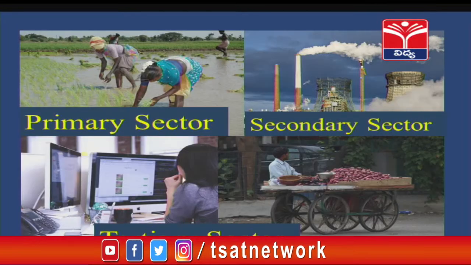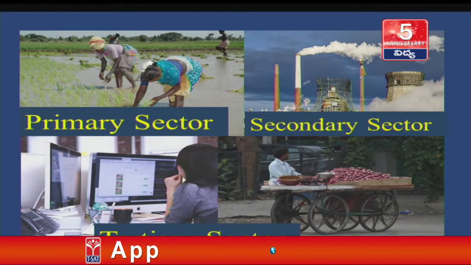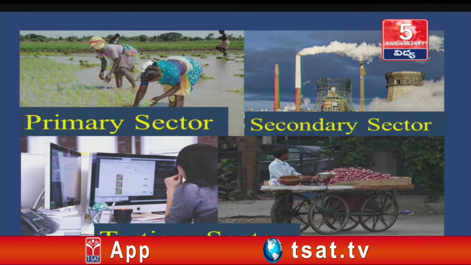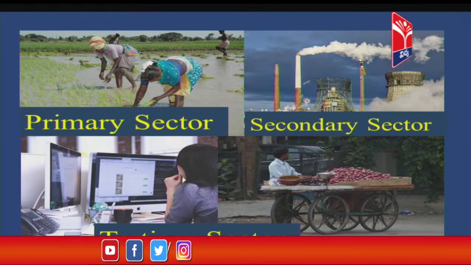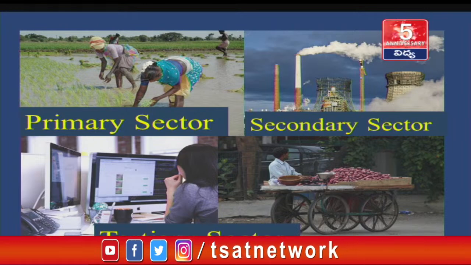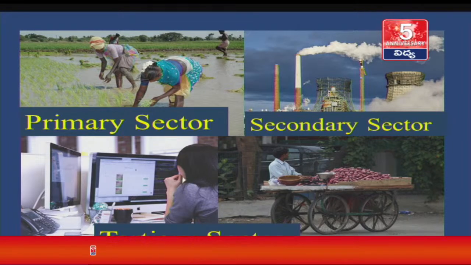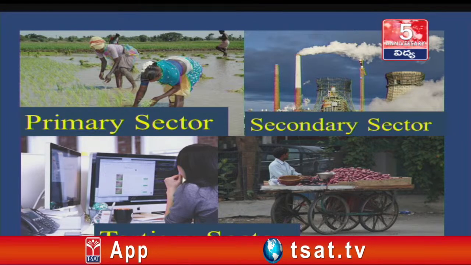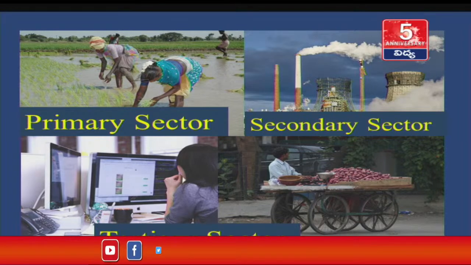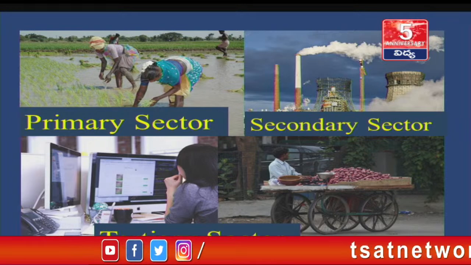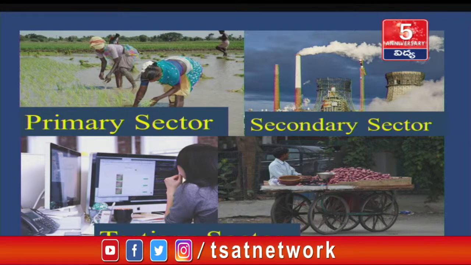Now if you see the pictures, the primary sector is where you can see agriculture and its activities taking place. And if you examine the secondary sector, you can see in the picture that industry is there. In the tertiary sector, there is a person working on a computer, and a vendor who is selling onions on a cart. So these are the three sectors we can see here. Now let us examine these things.